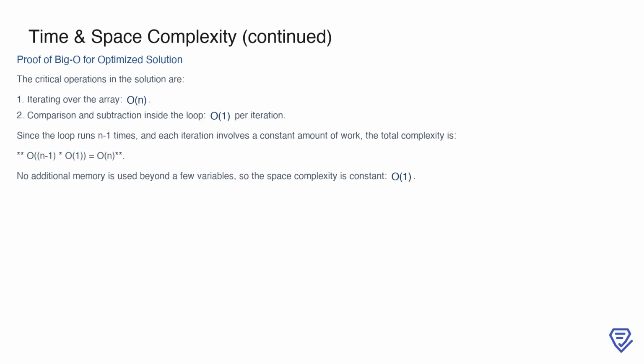Since the loop runs n-1 times and each iteration involves only O(1) work, the total time complexity is O(n-1 × O(1)), which simplifies to O(n). Additionally, the algorithm does not require any extra memory beyond a few variables used to store intermediate results, making the space complexity constant, or O(1). This efficient use of time and space ensures that the solution is well suited for large input sizes.